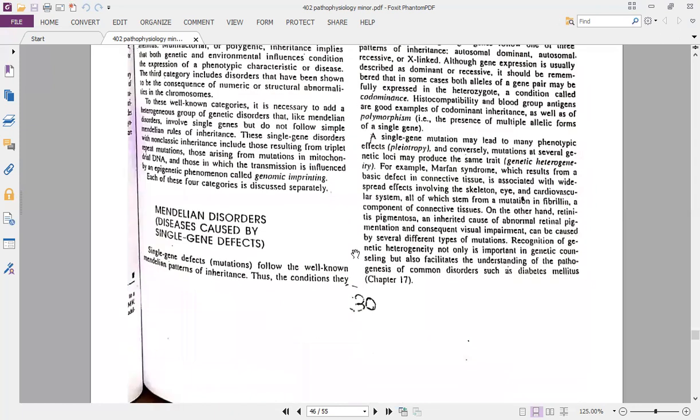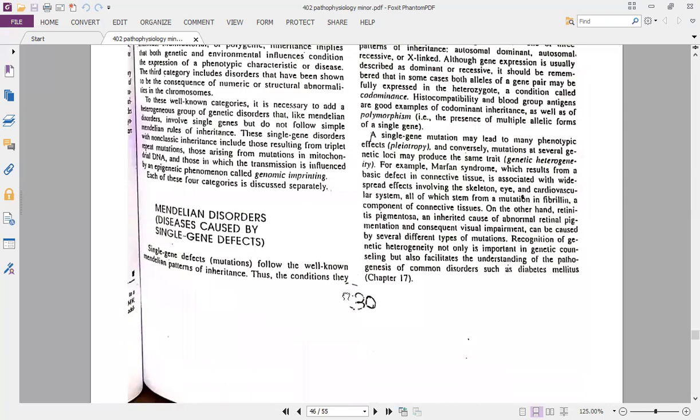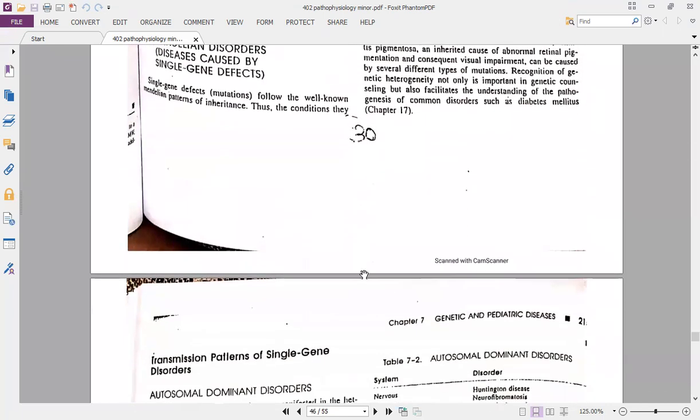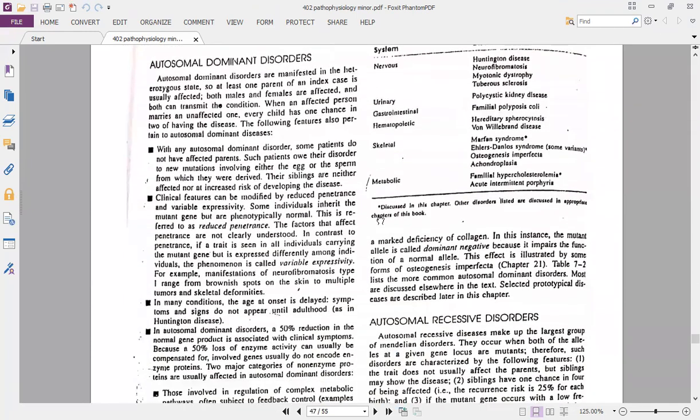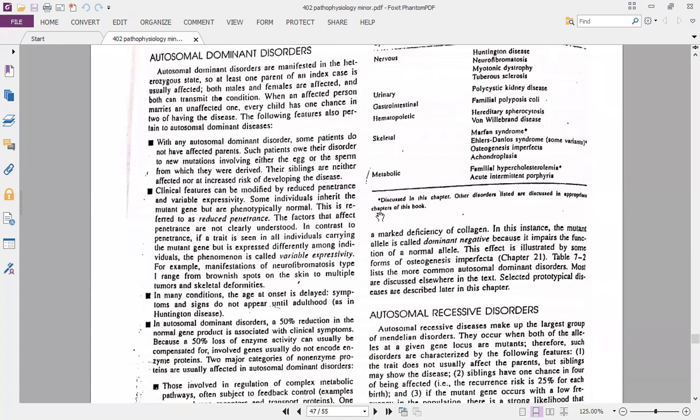For example, hemophilia is predominantly only in males. Only males suffer from hemophilia. Females never suffer from hemophilia. Why? Because the abnormal gene for hemophilia is present on the X chromosome, and the son receives the Y chromosome from the father and the X chromosome from the mother.